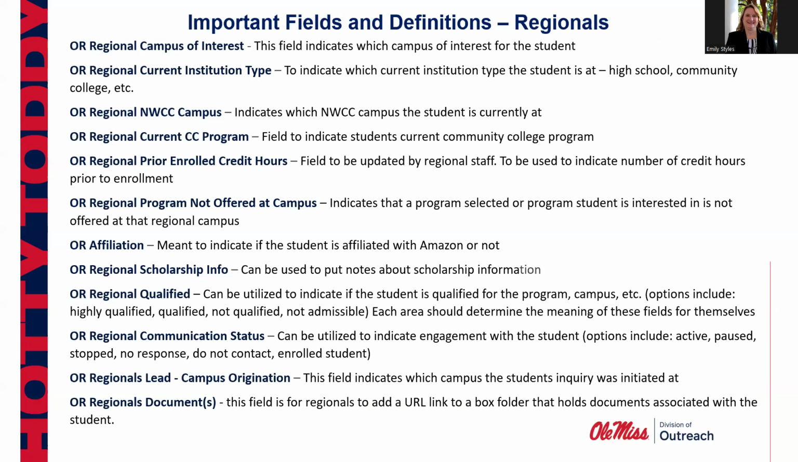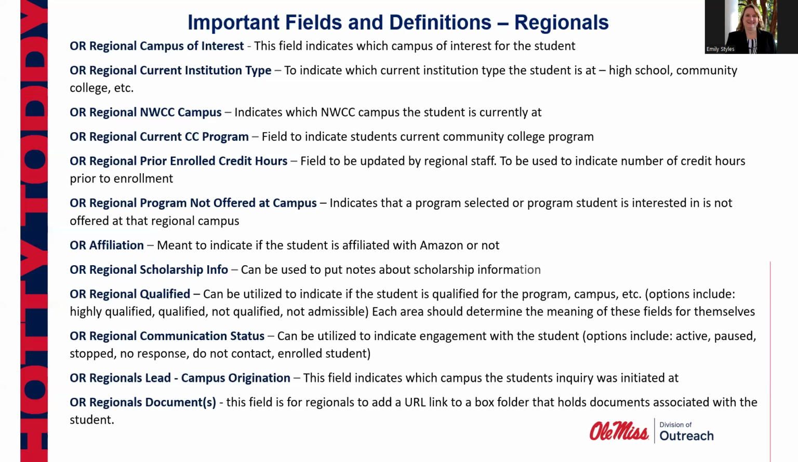Regionals has a number of fields based on previous data that was being brought into the system, but the first couple are about their campus of interest, so which regional campus, where are they currently attending. It kind of drills down a little bit more to what their current program may be or current campus may be based off of what they indicated their current institution is.